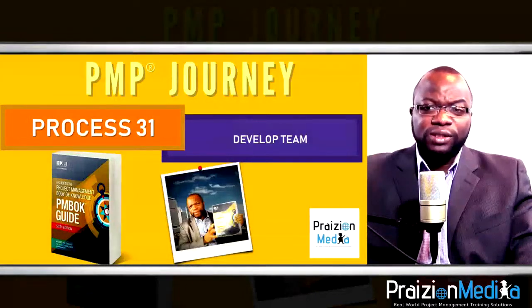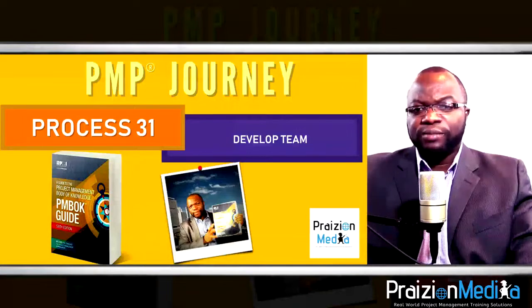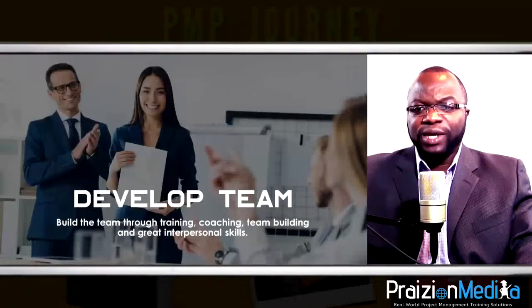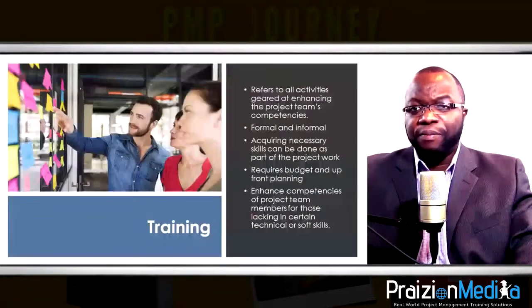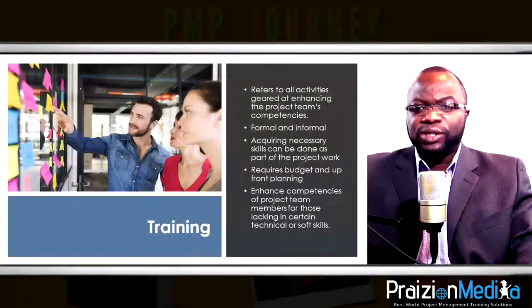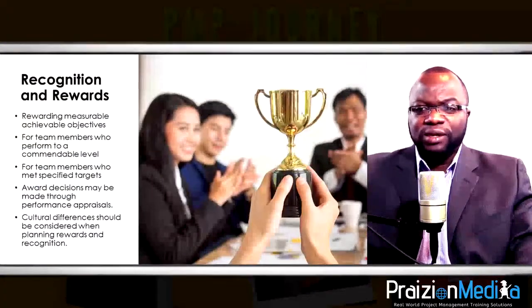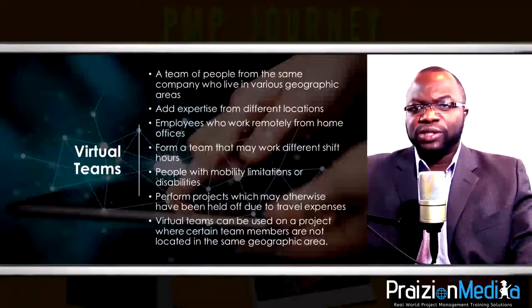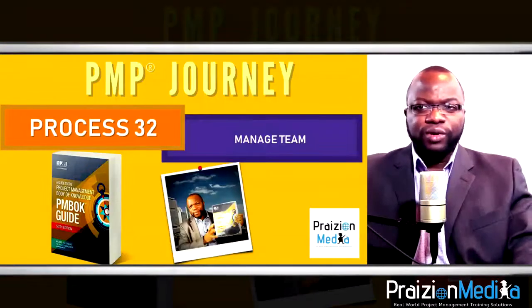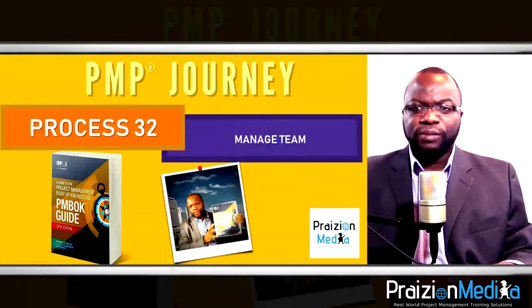Process 31, develop team. In develop team, this is where the project team gets trained, coached, mentored, developed. This is where we talk about team building, we talk about offsite seminars and so on, but the key goal is to equip the team with the skills they need. This is where we try to get the team to synergize and work together to deliver the final product of the project.